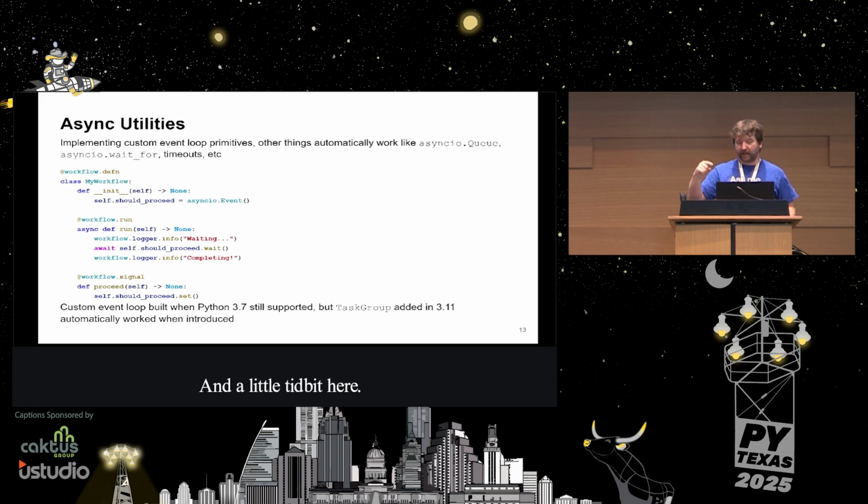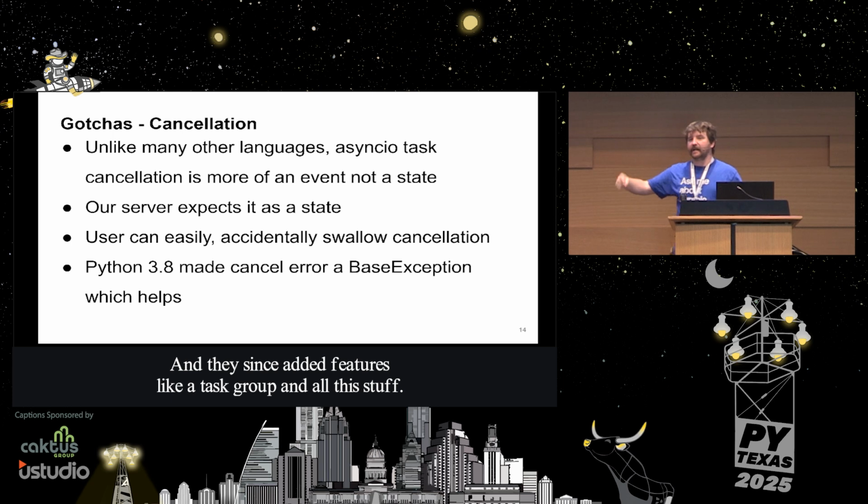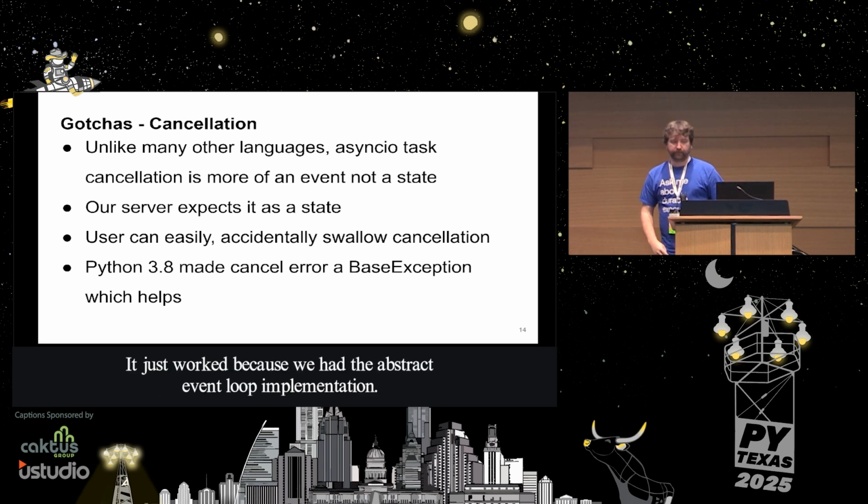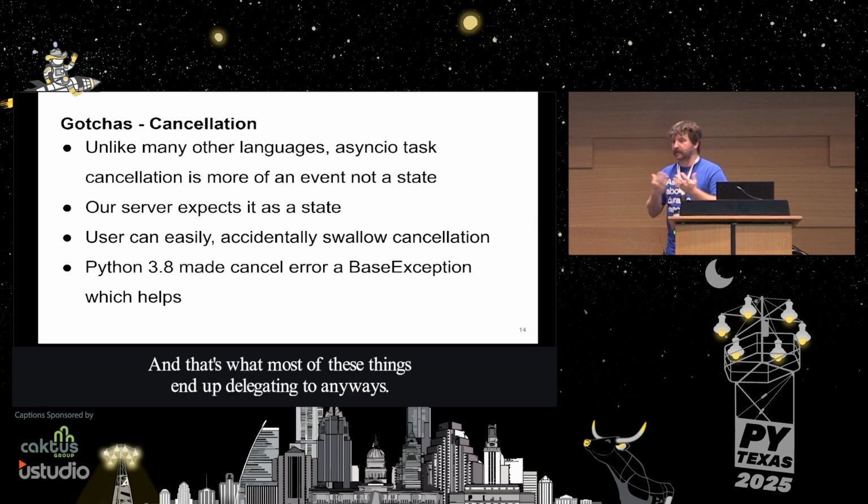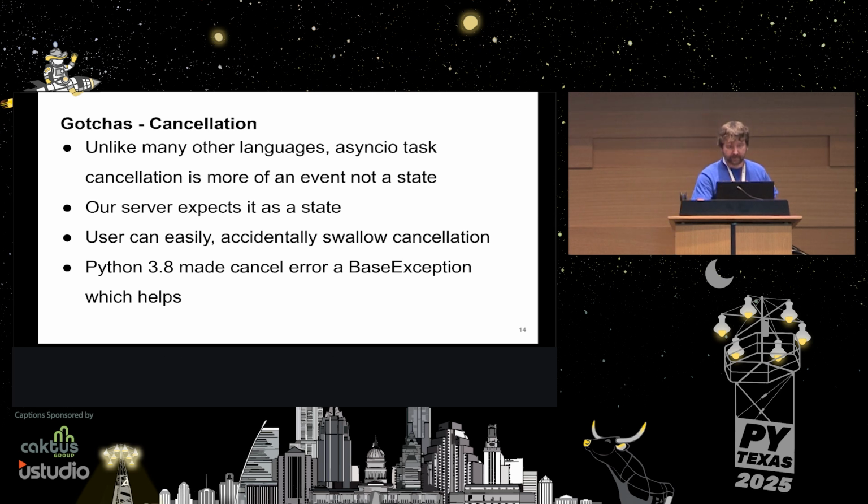And a little tidbit here: we implemented this back in Python 3.7, and they've since added features like task group and all this other stuff, and we didn't have to do anything. It just worked because we had the abstract event loop implementation, and that's what most of these things end up delegating to anyways. So now let's get into a couple of the gotchas.